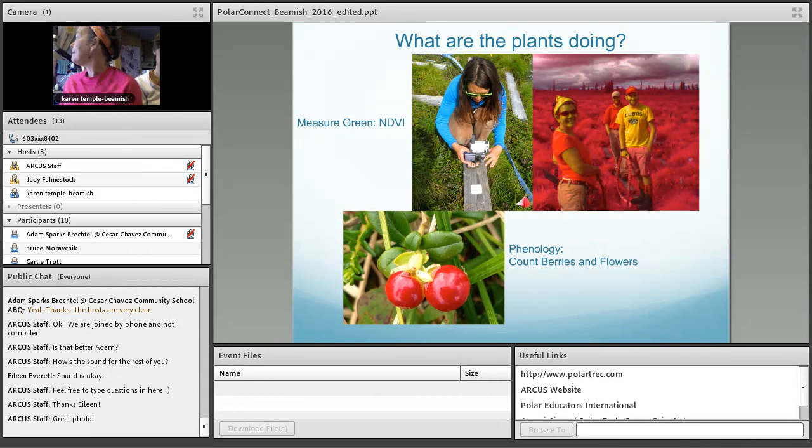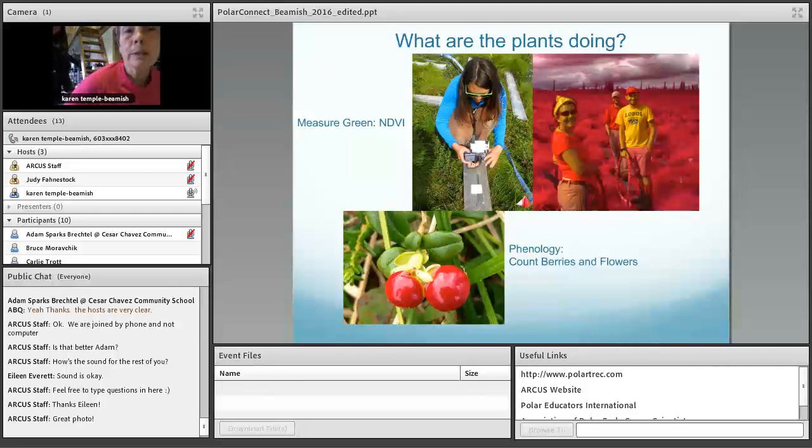Next slide, please. So Megan is going to help me explain something about one of the things that the researchers want to do. They want to understand what the plants are doing, so they're going to go out and measure the amount of greenness on the landscape. Megan, can you explain how they do that?